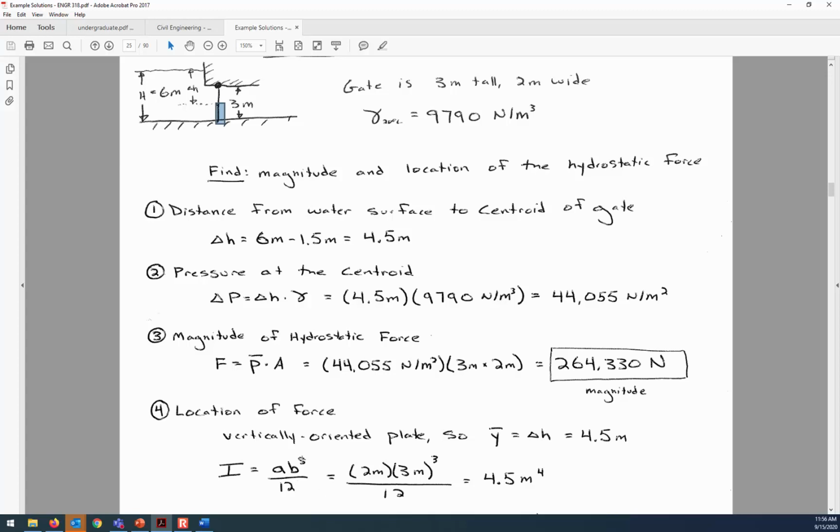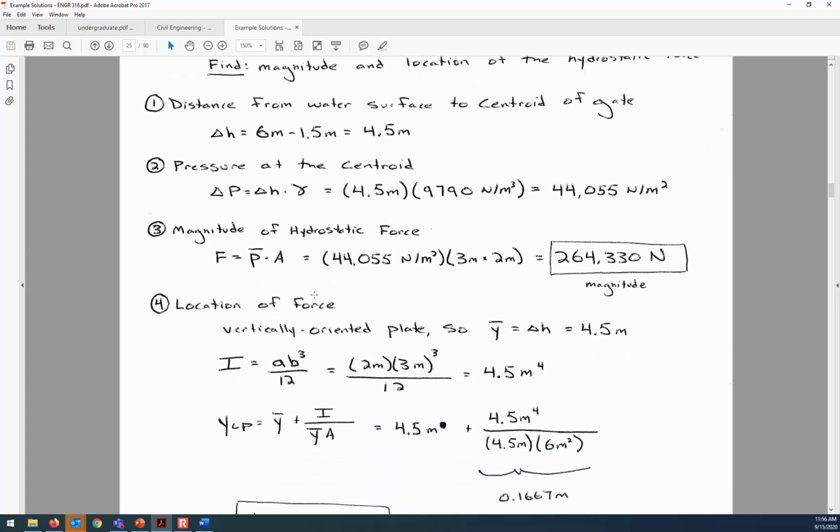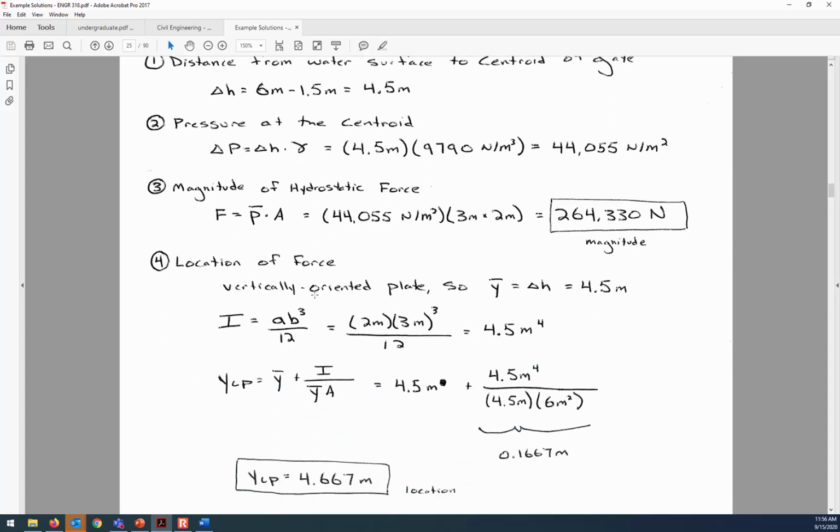And then we can substitute that into the formula for YCP. Y bar was 4.5, and the location of the hydrostatic force is a little bit further below the water surface. It's deeper than the center of area. So the center of pressure is always going to be a little bit lower than the center of area. That additional distance below it is the result of I divided by Y bar A. So you can see that it's going to be, in this case, an extra 0.1667 meters below the center of area to get to the center of pressure.